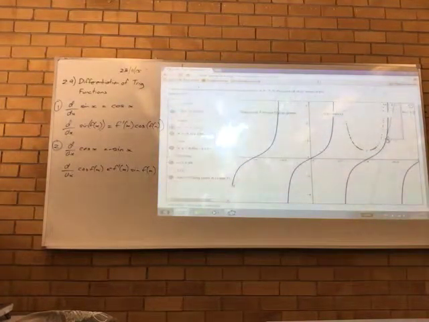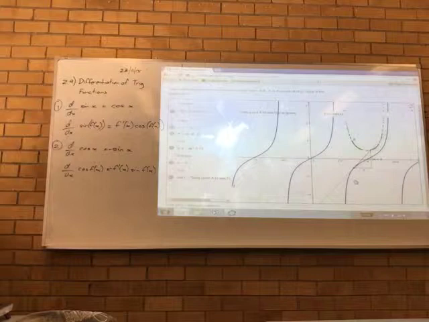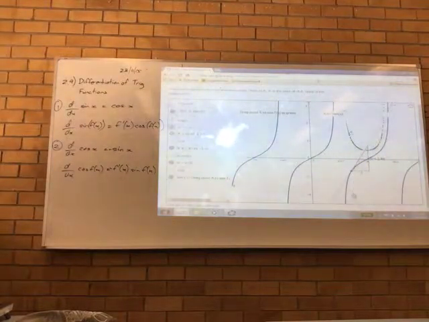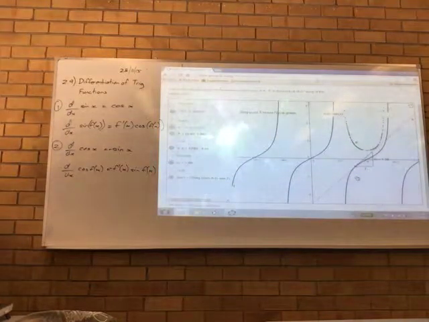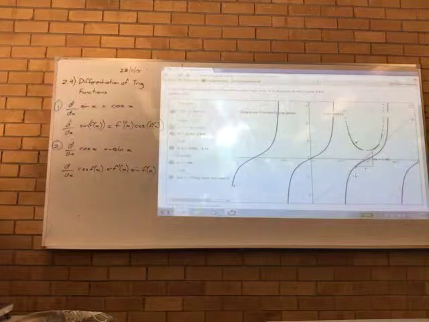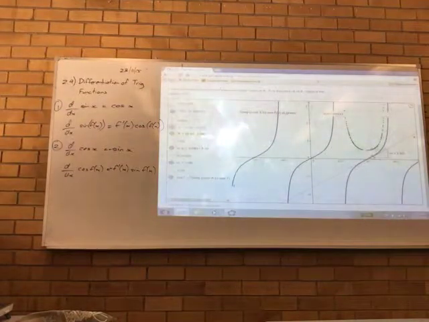And what do you notice about this one? Looks like a parabola, doesn't it? What else do you notice? It's too broad for a parabola. So it's not a parabola, but it does look like one. What else do you notice in terms of the gradient? So it's always above the x-axis because it is always positive. So that is going to be the derivative function.